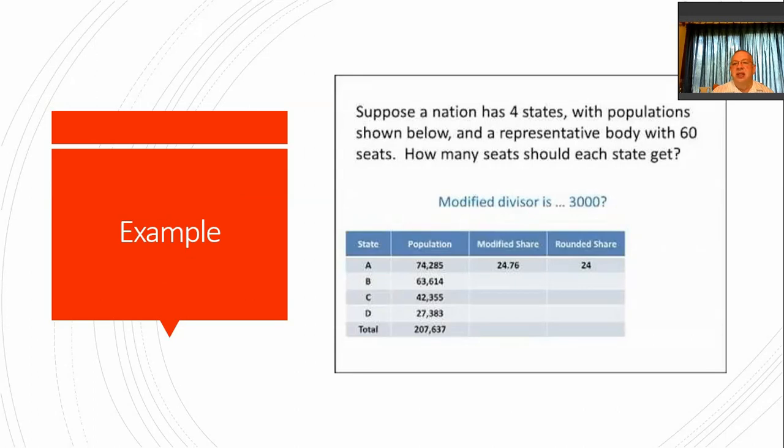So here's an example that you could work on. Suppose a nation has 4 states with populations shown below and a representative body with 60 seats. How many seats should each state get? So if we did the modified divisor, we got 24.676. So I got it down a little bit, and then I did the lower quota on that, so that would be the 24. And I'd continue on and see if the number of seats added up to 60.